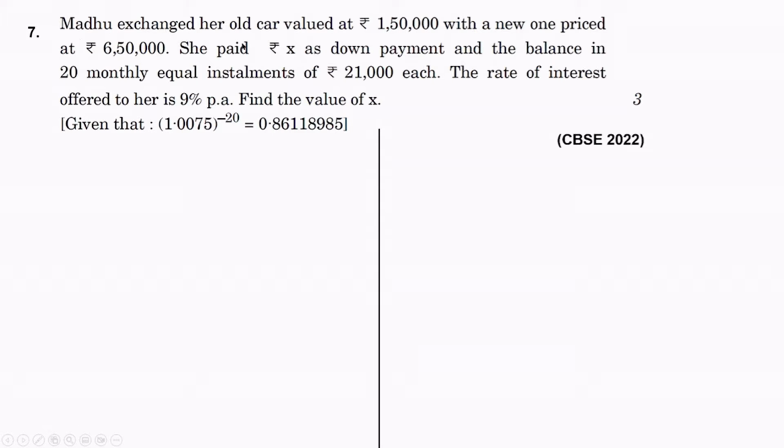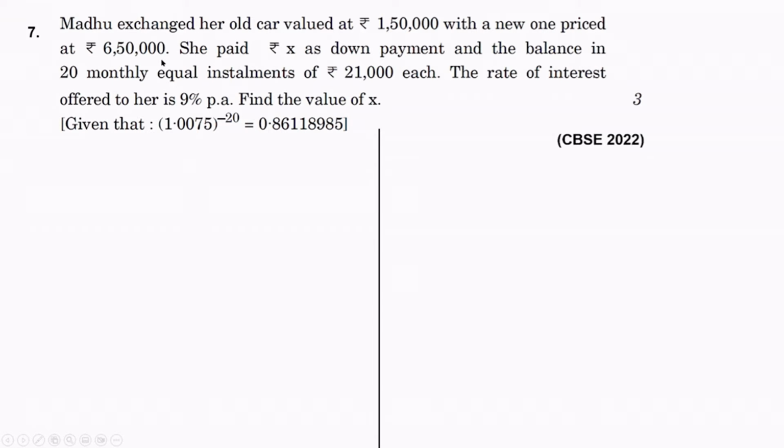Madhu exchanged her old car valued at rupees 1,50,000 with a new one priced at rupees 6,50,000. She paid rupees X as down payment and the balance in 20 monthly equal installments of rupees 21,000 each. The rate of interest offered to her is 9% per annum. Find the value of X. Given that 1.0075 whole raised to minus 20 is 0.86118985.